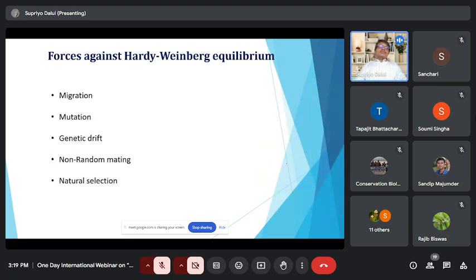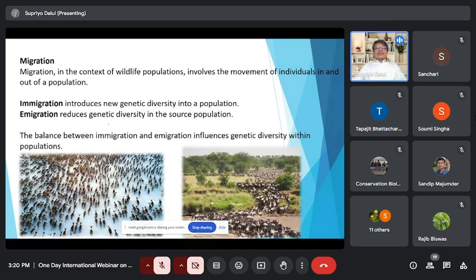So now let's dive into the detail of the Hardy-Weinberg equilibrium. So these are the 5 key concepts of Hardy-Weinberg, and I would like to highlight all of these concepts briefly. So first of all, migration. So there are two kinds of migration, that is immigration that introduces new genetic diversity.